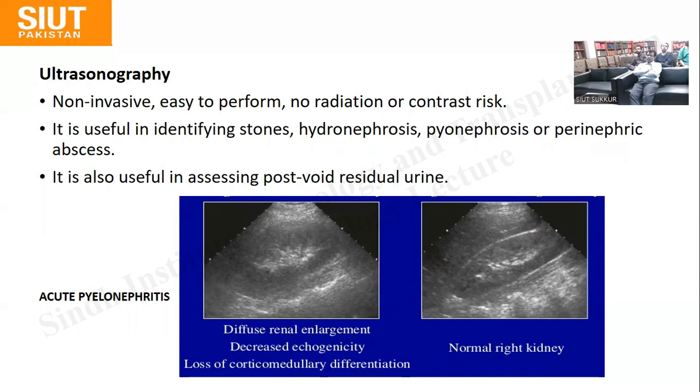In the right picture, we can see a normal right kidney with normal size, normal texture, and well differentiated corticomedullary differentiation. In the left image, we can see a diffuse enlargement of the kidney. Corticomedullary differentiation is not properly seen, and the sonologist or radiologist who performs the ultrasound can also elicit probe tenderness.